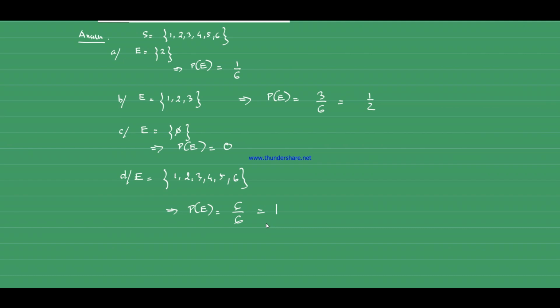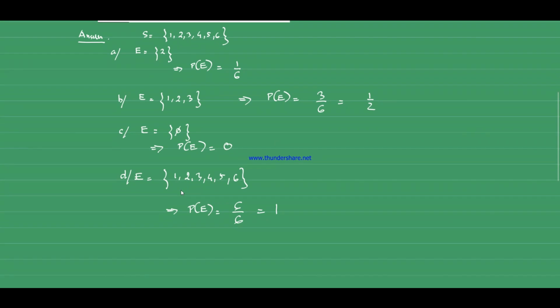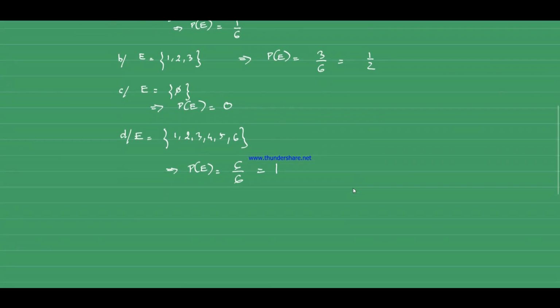Alright, so what do we know out of this? You see that over here, 1 over 6 is a number less than 1. 1 over 2 is also a number less than 1. This 0 is definitely less than 1. So if the sample space and the event set have the same number of elements, the probability will be 1, which is the largest probability value you can get. You're not going to get a probability that's greater than 1. No way.